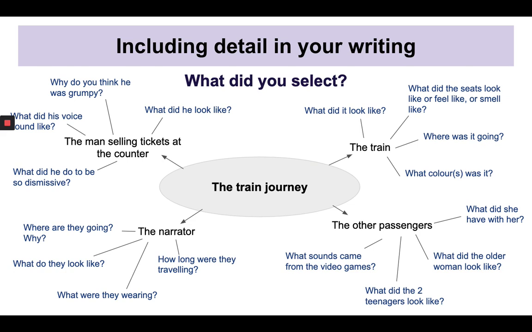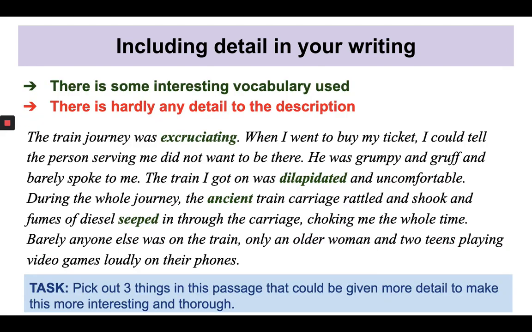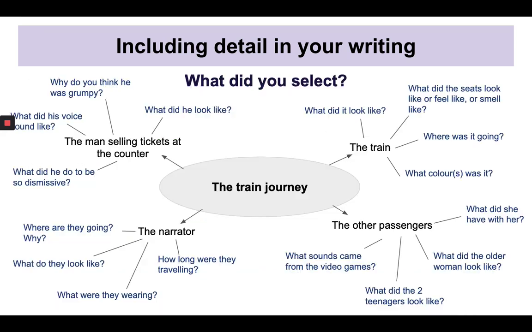But also the narrator as well. Where were they going? Why? How long was the journey for? What did they look like? What were they wearing? There's so much more that could have been developed there. This one paragraph could probably have been developed into 2 or 3 paragraphs even.